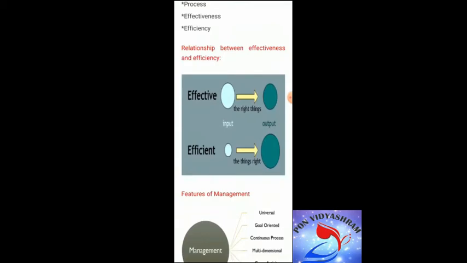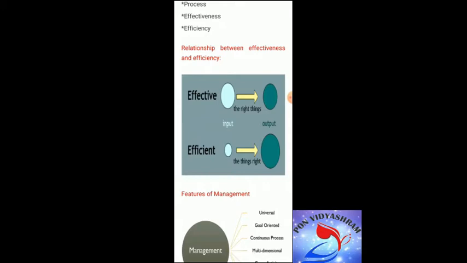Look into the diagram, you will find that there are two diagrams representing effective and efficient. In the first diagram, effective, you find the input is the same as your output. That means you have used the same or more amount of input to get your desired result. In the second case, when you see the input is smaller than the output, that means you have used fewer resources to the maximum extent possible to get the desired output.